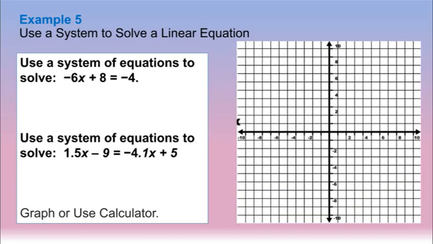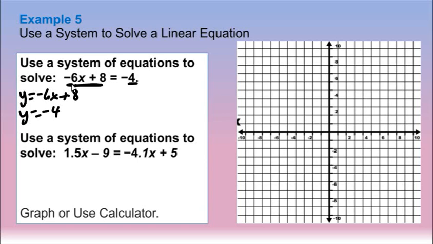Next, use a system to solve these linear equations. So it says use a system of equations to solve. We have two equations here. This first one, each side of the equal sign is going to be a separate equation. So we're going to have y equals negative 6x plus 8 and y equals negative 4.